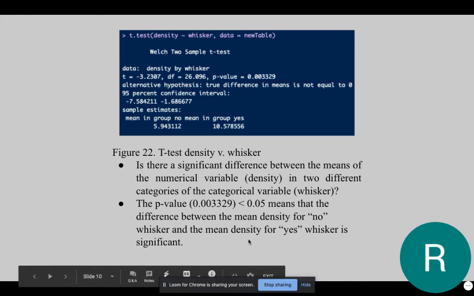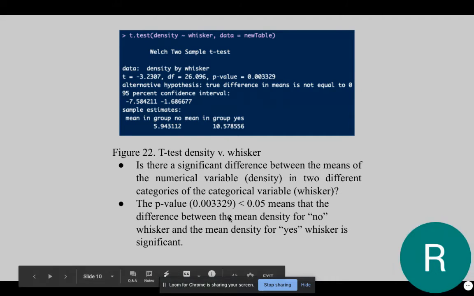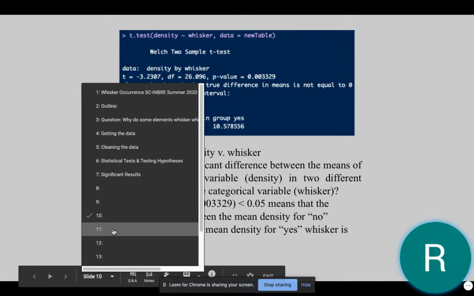And so here's a t-test I did on density versus whisker. Is there a significant difference between the means of the numerical variable density and the two different categories of the categorical variable whisker? P-value of 0.03329, less than 0.05, means that the difference between the mean density for no whisker and the mean density for yes whisker is significant. We'll visualize that in another slide.